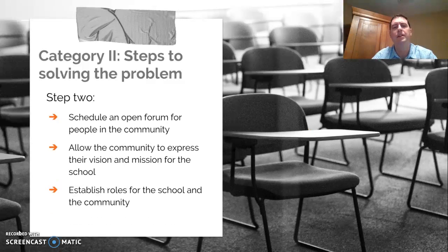The second step would be to schedule an open forum for people in the community, allow the community to express their visions and goals and mission for the school and how the community should be involved. And then that would help establish roles for both the school and the community and the parents.